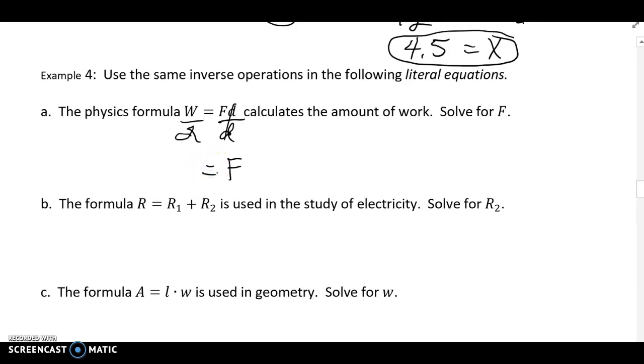Now what's left on the other side is going to be a little weird, because these are letters, these are variables. We cannot write down a single number answer. For F, it's just going to be F is equal to W over D. W divided by D.